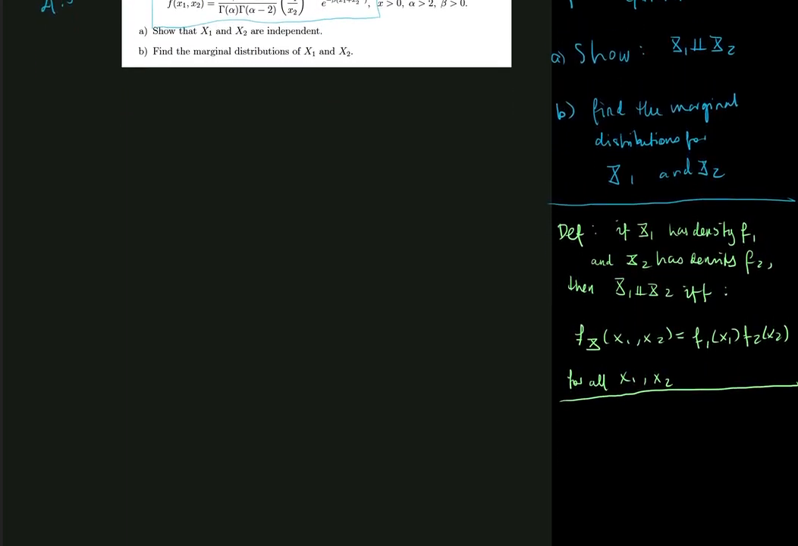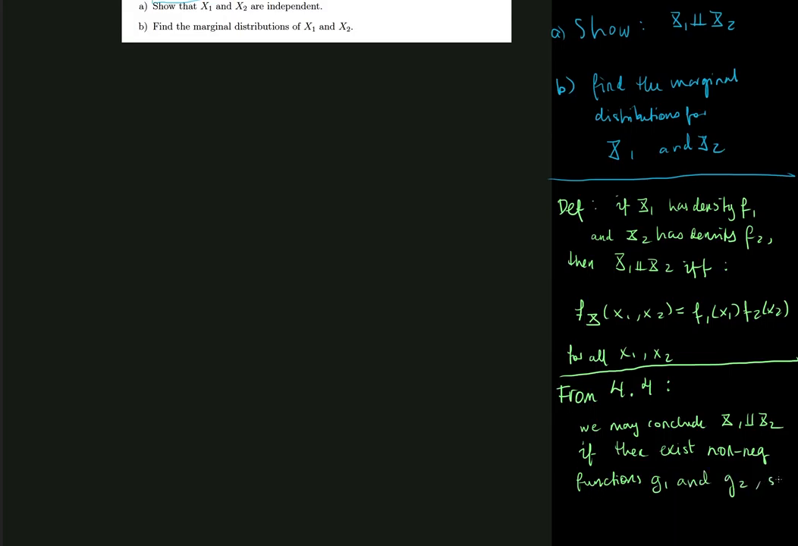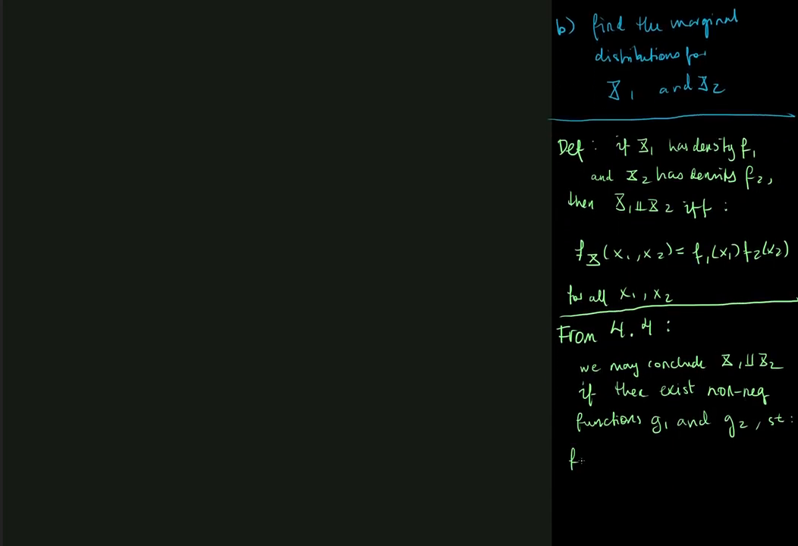So what we just learned in problem 4-4 is that we may conclude that x1 and x2 are independent if there exist two non-negative functions g1 and g2, which satisfy that we can take the simultaneous distribution of x1 and x2 and split it up into one expression that only relies on x1 and another expression that only relies on x2, multiplied together.